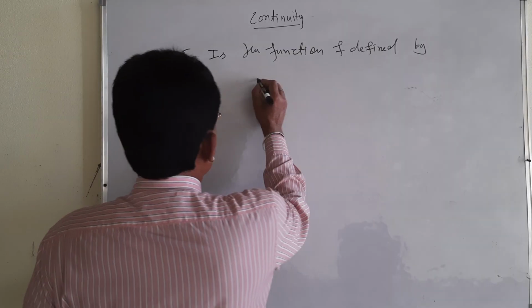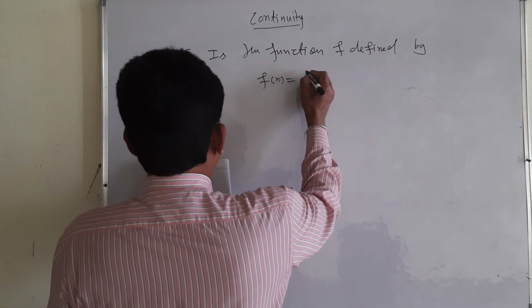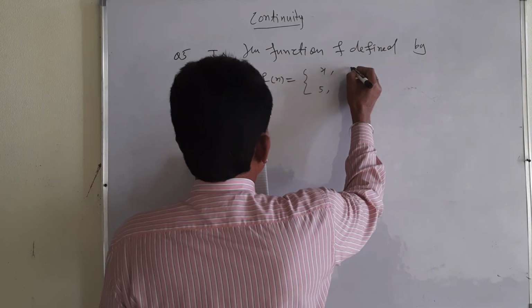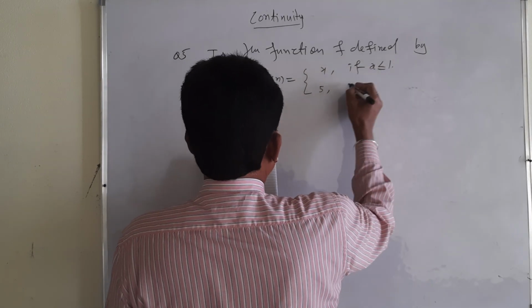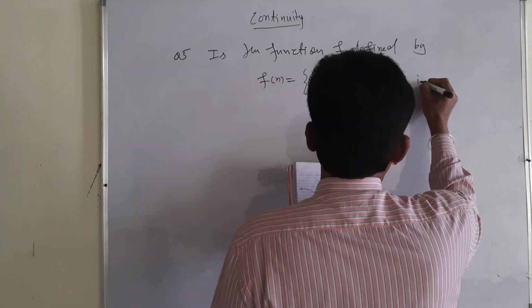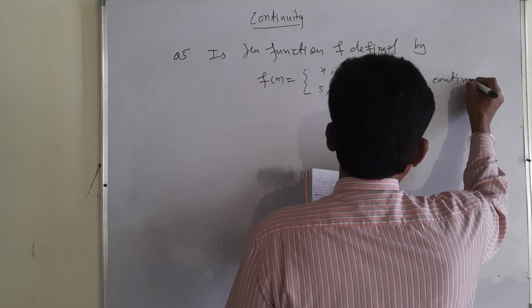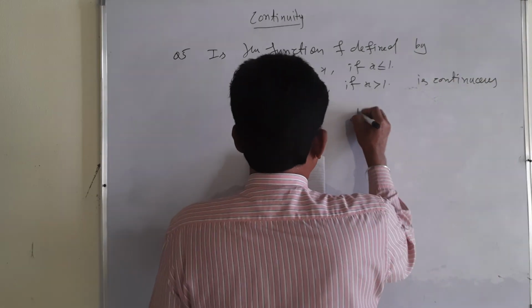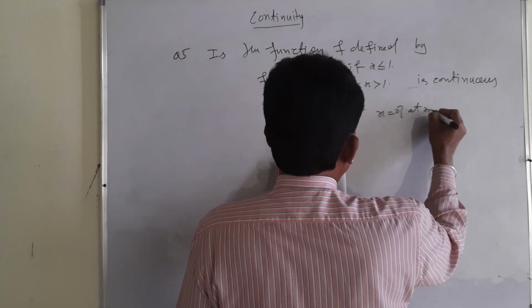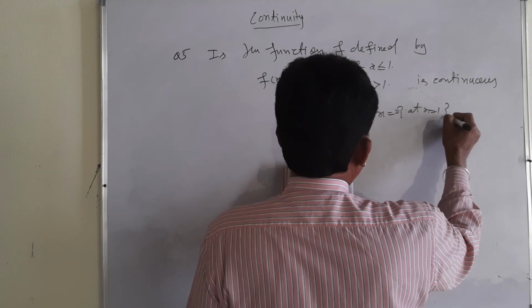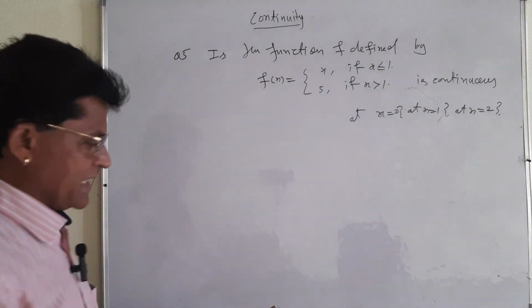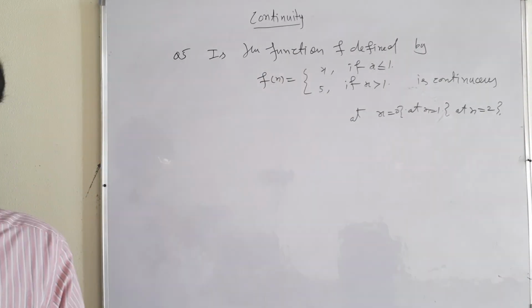What is the function? Function you see. I have collected this question, which is a very, very important question. My dear student, you must see: f(x) = x if x is less than or equal to 1, and another expression if x is greater than 1. Okay, f is continuous. Most important, f is continuous at x = 0, at x = 1, at x = 2. 3 cases, 3 points I am taking, which is very, very important for you.